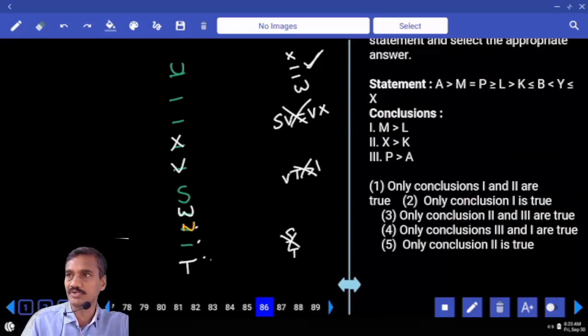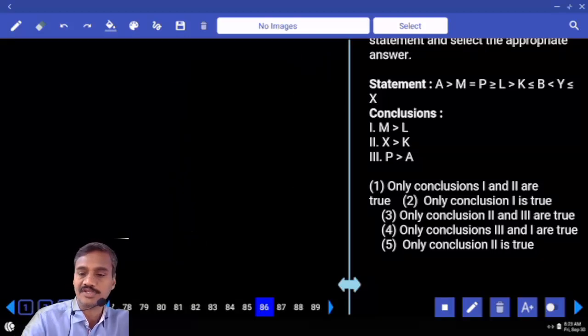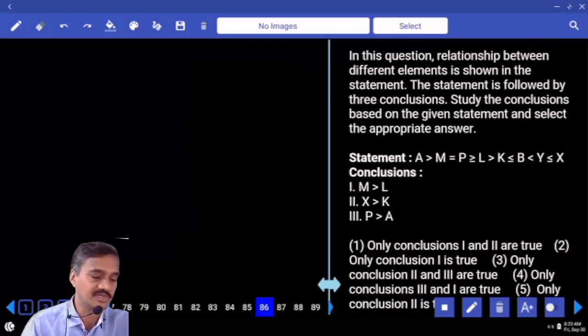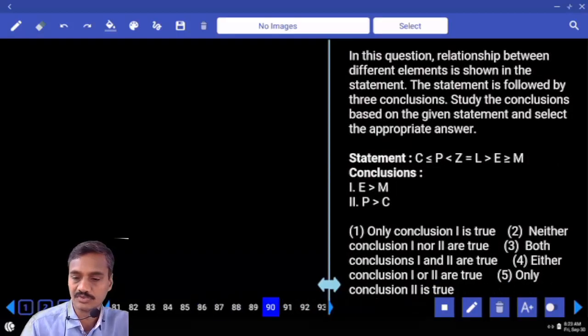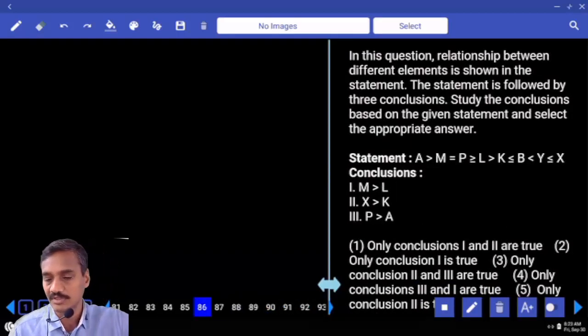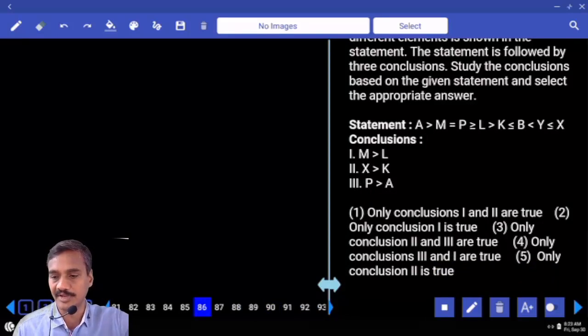Then from 86 onwards, now coded inequalities. Now in this set, 86 to 95, how many questions were given under this one? 95 questions. Now the relation between M and L.